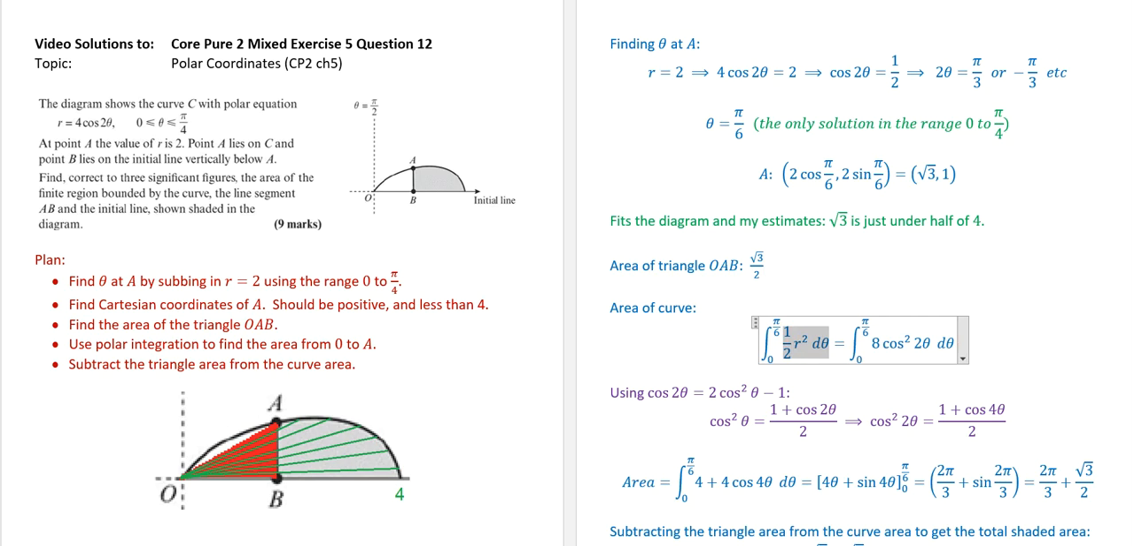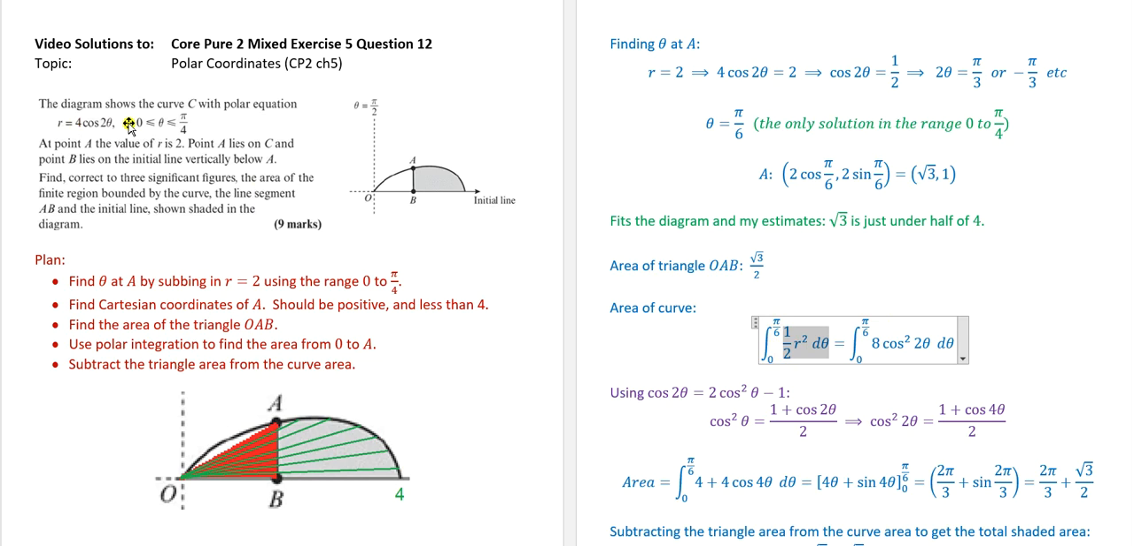But the theta value we're using is a tiny infinitesimal slice of theta. So that's the bit that becomes d theta when we take the infinite limit. And that's why we need to integrate half r squared d theta. Well, we're going from 0 to pi by 6, so I'll put those limits in as well.